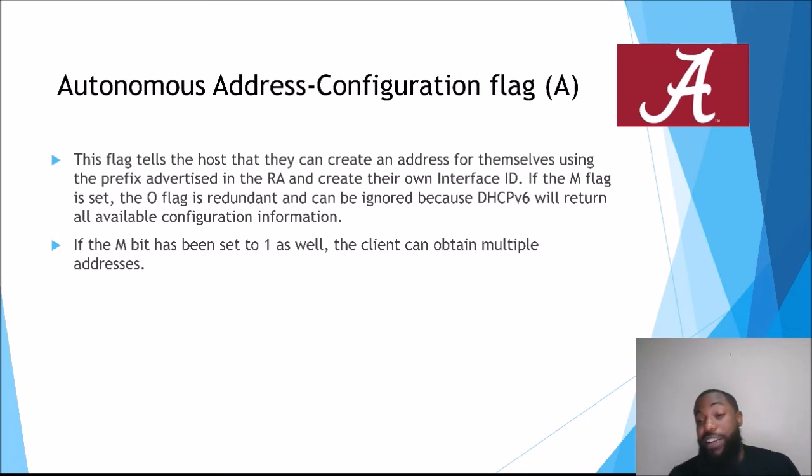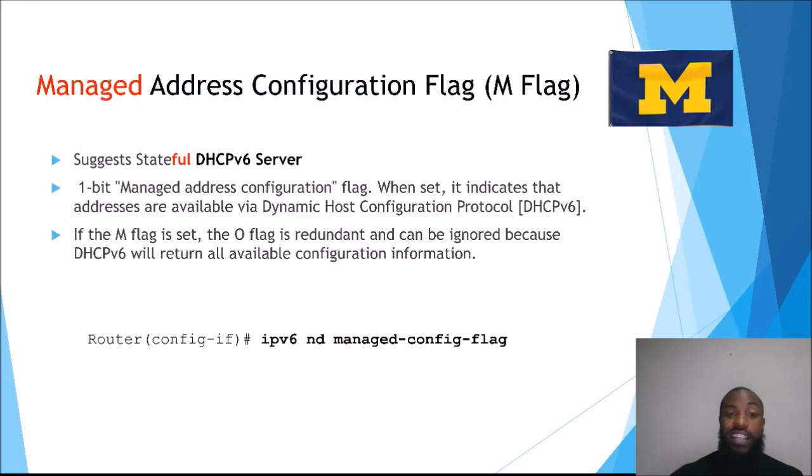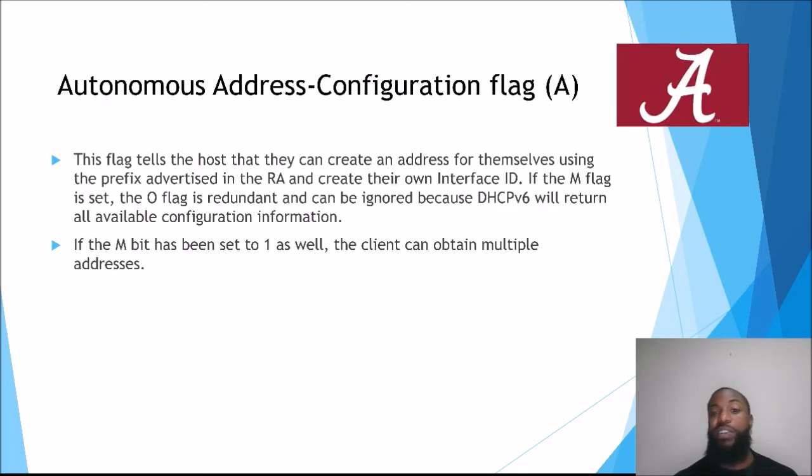I'm starting to sound redundant. It's just like what I said over here. If the O flag is set, it's redundant and can be ignored because DHCPv6 will return all available configuration information.